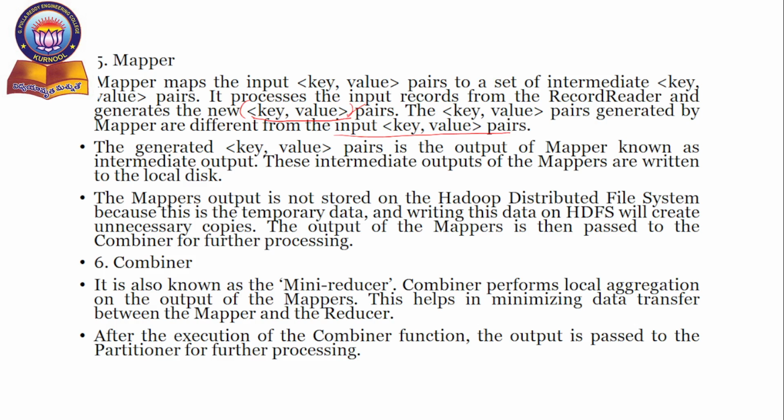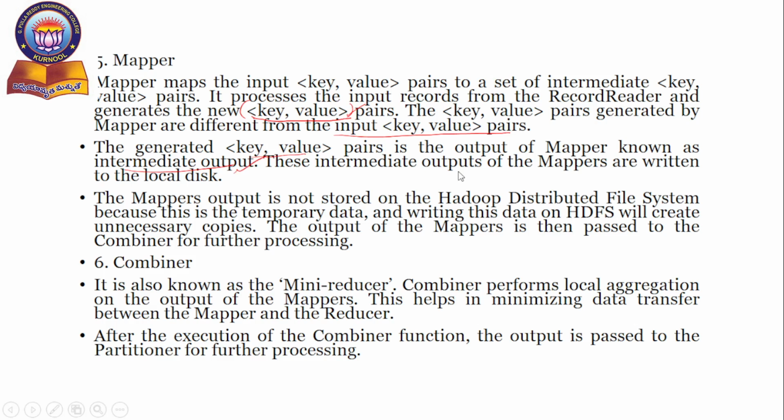So both the key-value pairs will be different to each other. Next, the generated key-value pairs are the output of the mapper, known as intermediate output. In the MapReduce task, when we give input, the data is first processed by the mapper. Once the mapper processes the data, it generates its output, and this output is called intermediate output.